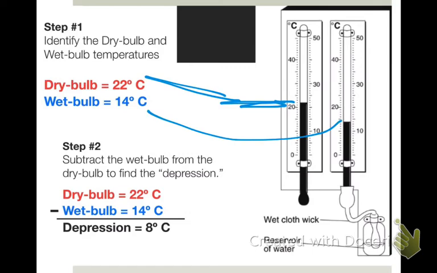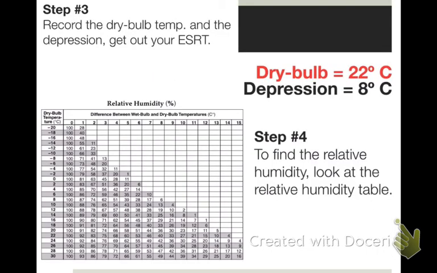The next thing you do is simply subtract these numbers. So 22 minus 14 equals 8 degrees Celsius. So there, just a little bit of basic math. So far, not too bad. And let's move on to our next step. The next thing that you do, after you have your depression, or the difference, which we already figured out was 8, is you just find that on the chart.